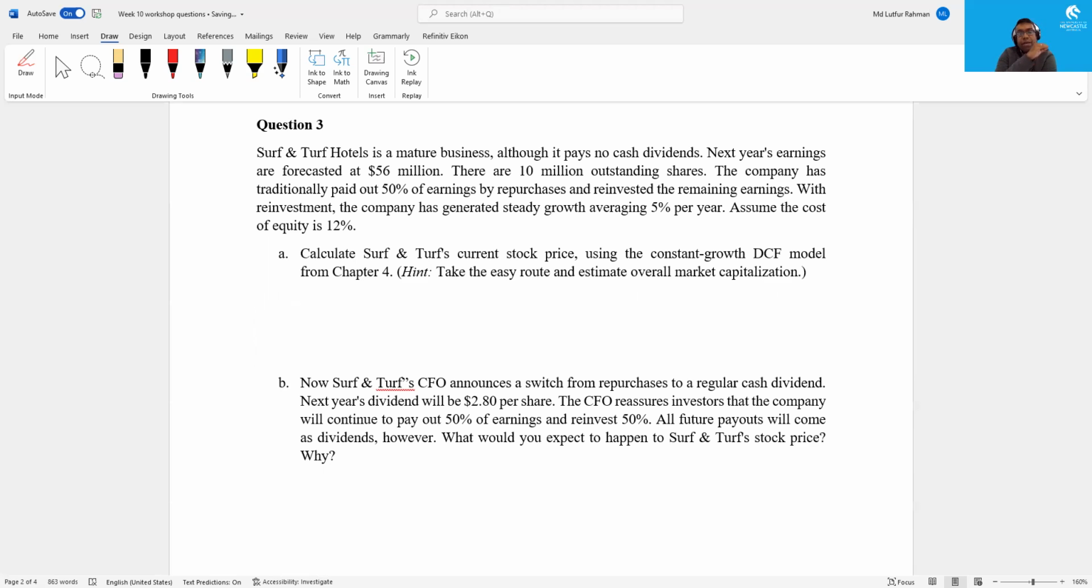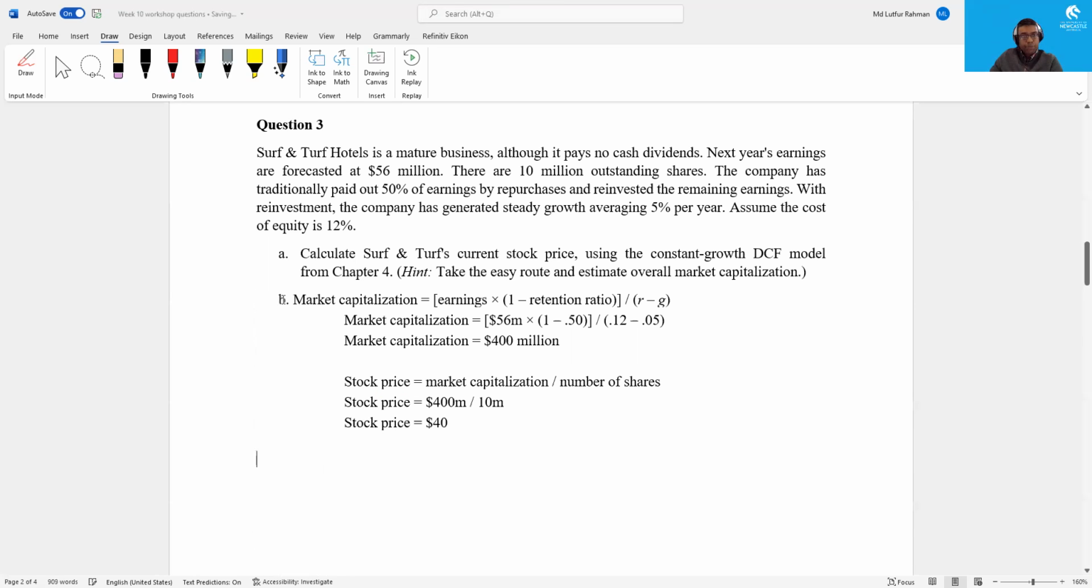If you can remember, we have learned the DCF model of share price determination in chapter 4. We know that share price is the present value of future dividends, right? So that is the discounted cash flow technique, and we need to apply this model. So let me first of all copy the answer for you, then I will explain this to you.